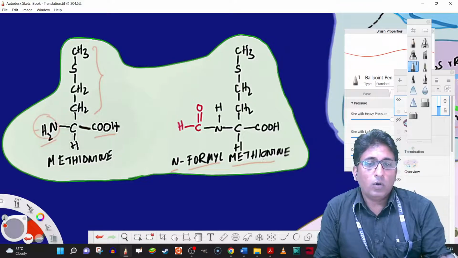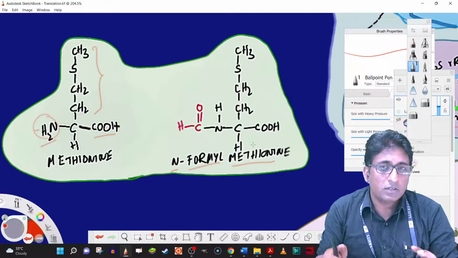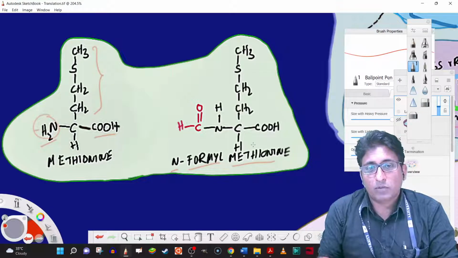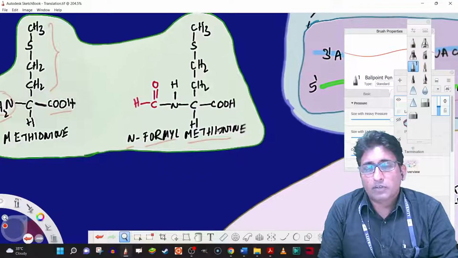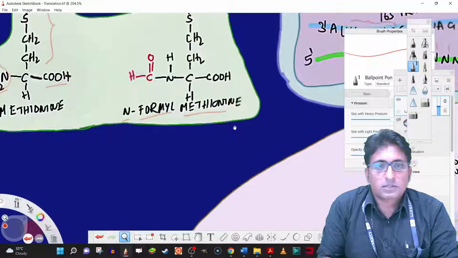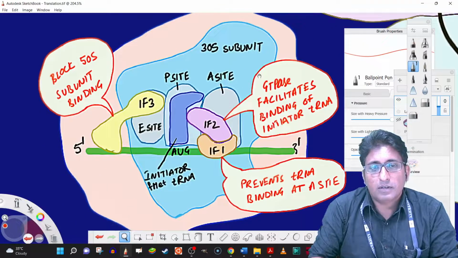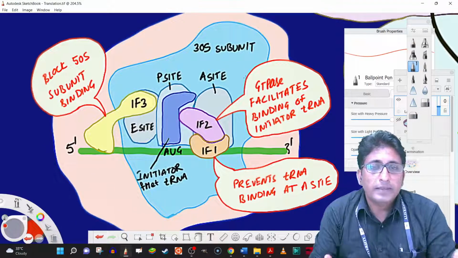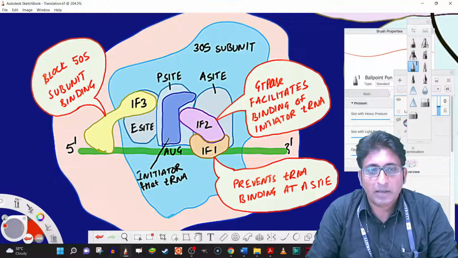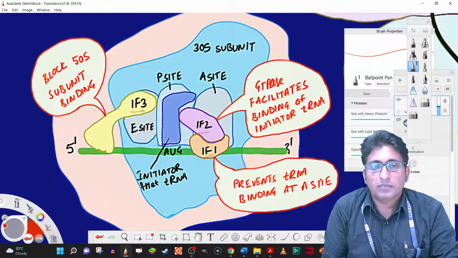This is only added by the initiator tRNA at the N terminus of the protein, so the first amino acid would be N-formyl methionine, which is usually cleaved off or deformylated at a later stage during the translation process. The next important aspect during initiation is that there are many initiation factors, which we will call IF. Here, for example, we have IF1, IF2, and IF3.